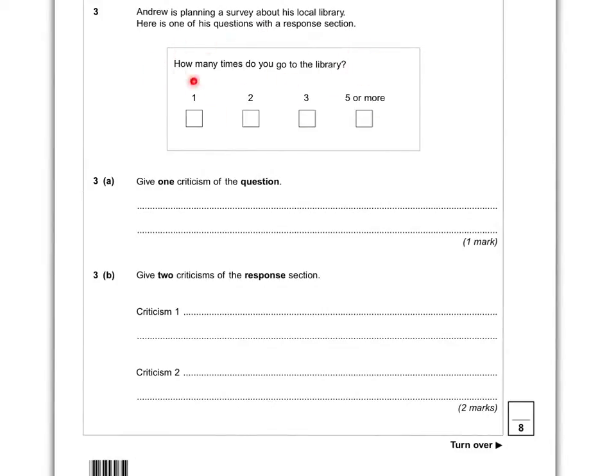Well, if it asks how many times you go to the library, that's very much dependent on whether he's talking about in a week, in a month, in a day, and probably the best way of phrasing that is to say that there's no time frame given. It needs to specify how many times you go to the library in a week, in a month, in a year. So I would say no time frame given.